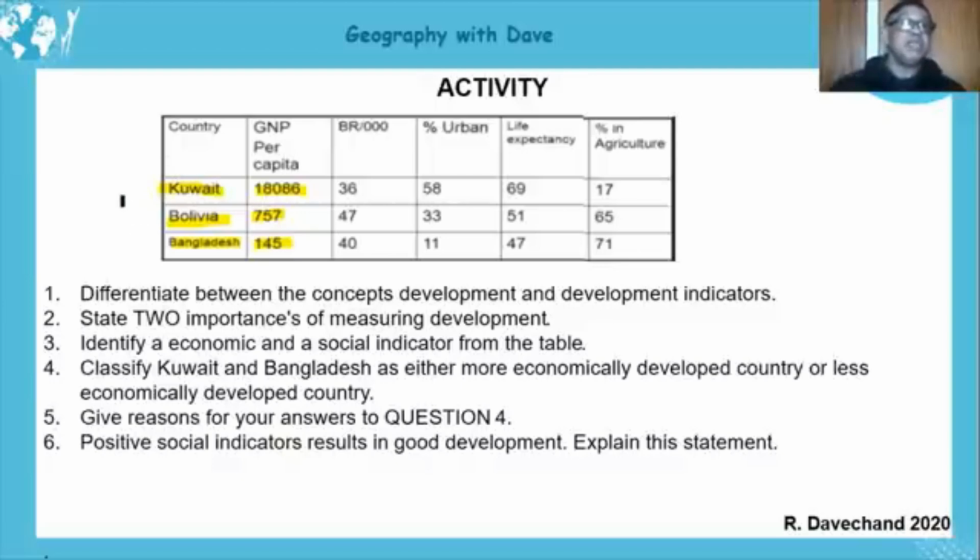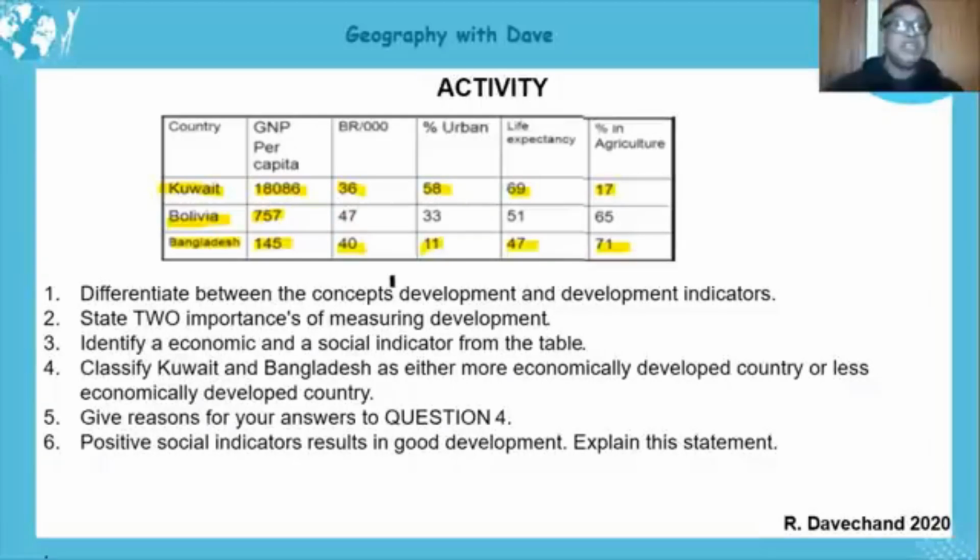What does it say? Kuwait, MEDC. Bangladesh, LEDC. Birth rate per thousand, 36, 40. Not much of a difference. I think they like making babies in Kuwait also. Percentage living in the urban areas, 58 for Kuwait, Bangladesh, 11. Massive difference. Life expectancy, Kuwait, 69, Bangladesh, 47. Agriculture percentage, 17% for Kuwait, 71% for Bangladesh. I'm just using these 2 as an example, because I highlighted the questions on them.